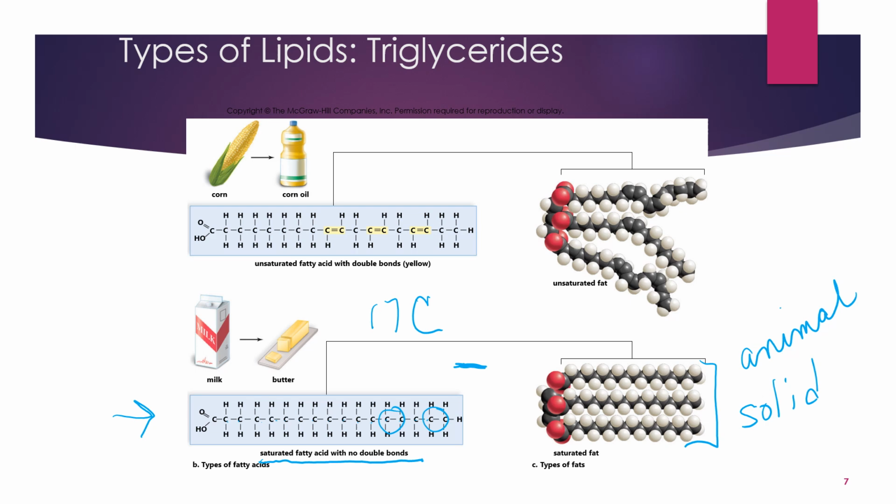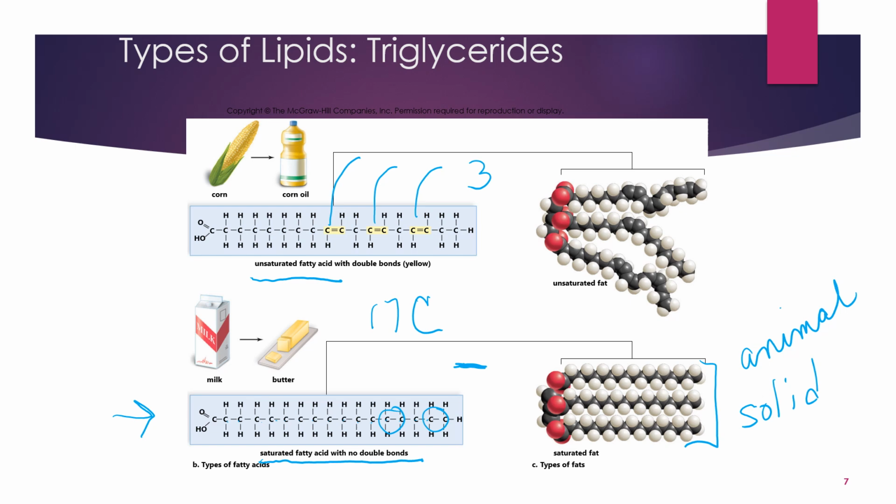The other type of fatty acids are unsaturated fatty acids. And unsaturated fatty acids have one or more double bonds. So you can see here is a double bond, here is a double bond, here is a double bond. So this fatty acid has 3 unsaturated double bonds. Sometimes if they have more than one, they call them polyunsaturated. If it's just one, they're called monounsaturated.